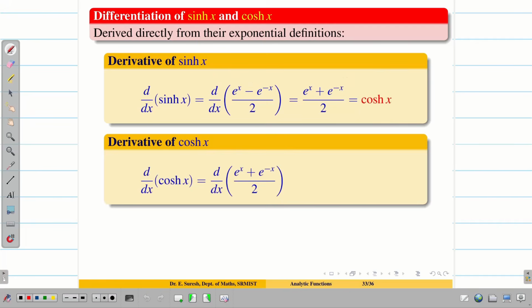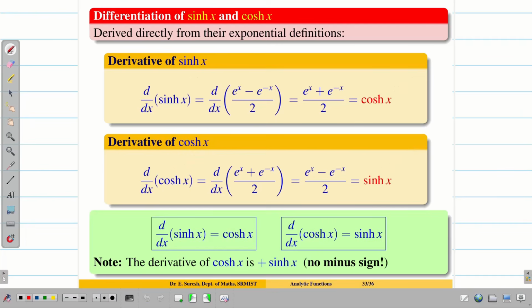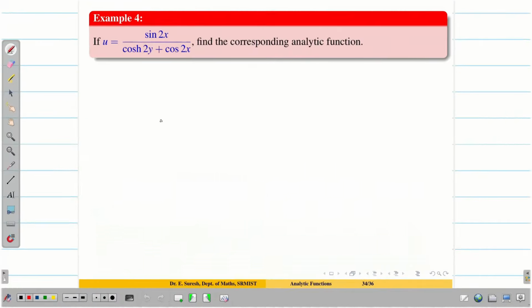Similarly, the differentiation of cosh x: the differentiation of e^x is e^x, and the differentiation of e^(-x) is minus e^(-x). This is nothing but sinh x. So in hyperbolic functions, we don't get negative. Differentiation of sinh x is cosh x. Differentiation of cosh x is sinh x. So there is no minus sign. I think this is more than enough for our problem solving purpose because we have cosh y. Now let us go into the problem.